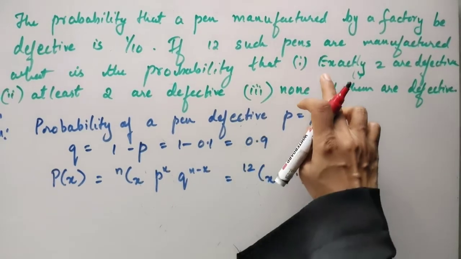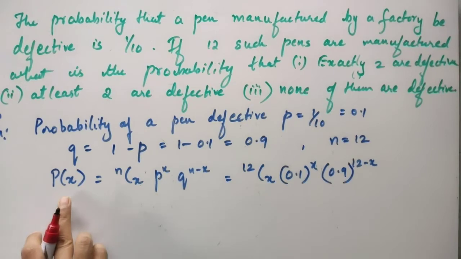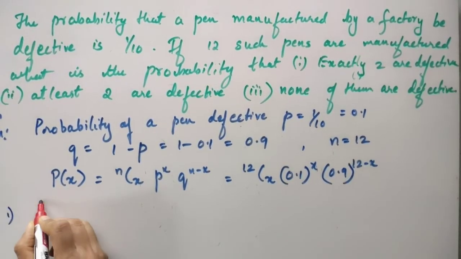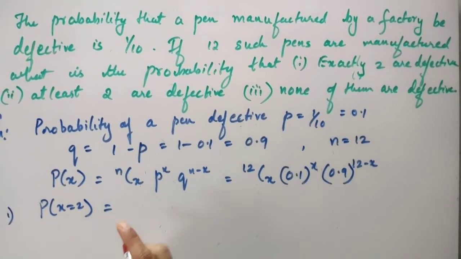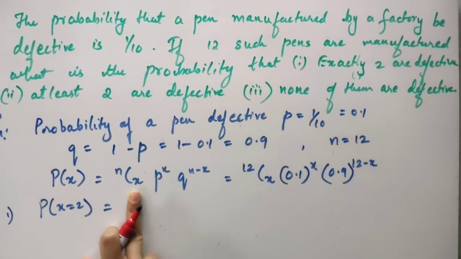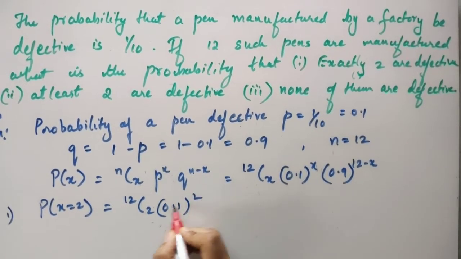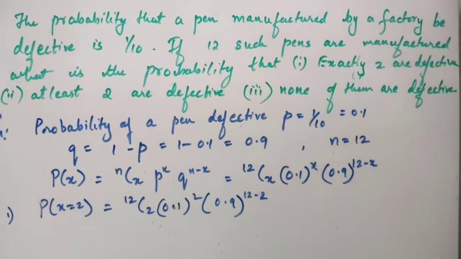Let's start directly. Exactly 2 are defective means probability of x equal to 2. So it will be 12C2, 0.1 raised to 2 into 0.9 raised to 12 minus 2.